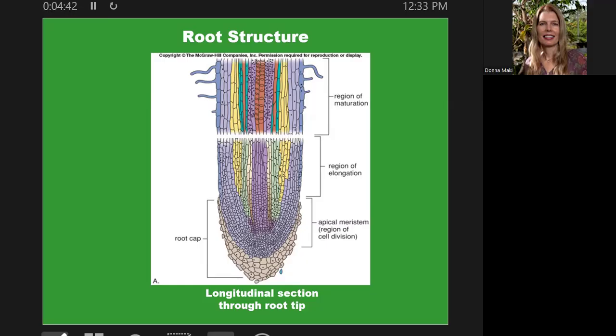And then you'll enter into a zone called the region of maturation. And that's when you start to see the cells have reached their full size. They've got everything up and running, and they're starting to make their root hairs. Okay, so the maturation zone is where you finally see some root hairs showing up.